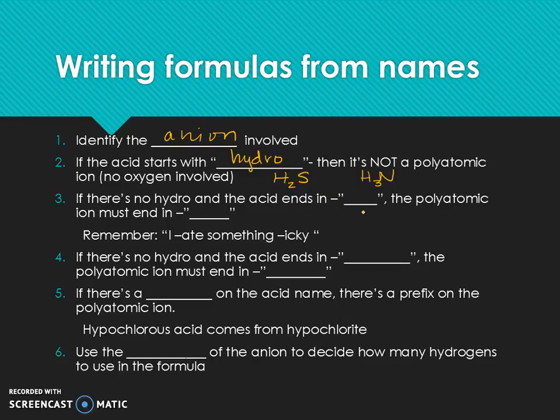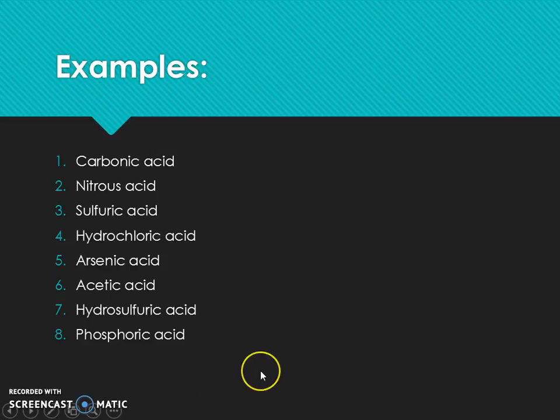If there's no hydro at the beginning of the name and the acid ends in IC, then the polyatomic ion must end in ATE. Remember, I ate something icky. If there's no hydro and the acid ends in OUS, that means that the polyatomic ion must end in ITE. If there's a prefix on the name of the acid, then there's a prefix on the name of the polyatomic ion, such as hypochlorous. Hypochlorous comes from hypochlorite. Okay, so make sure that that prefix stays. And then we use the charge of the anion to decide how many hydrogens we need to have in the formula. All right, so here's some examples.